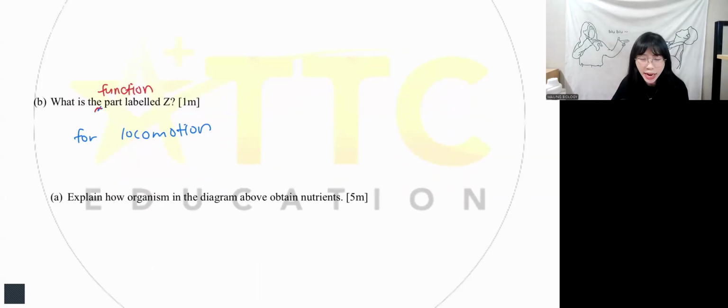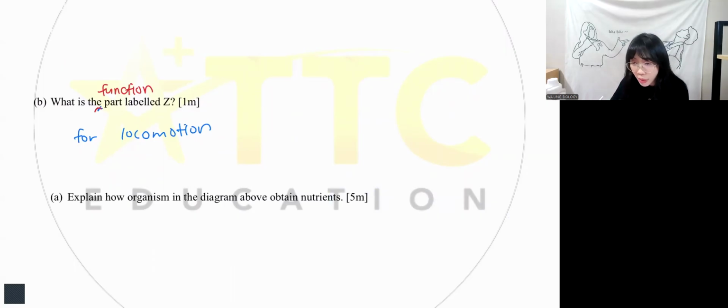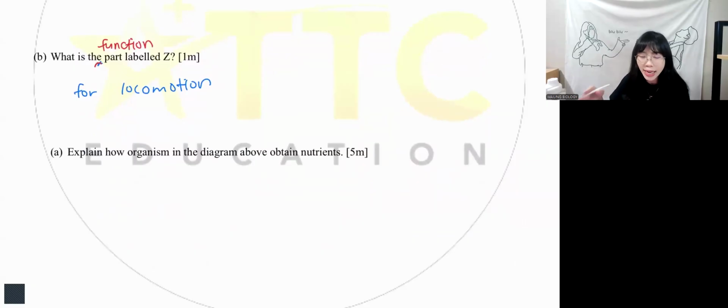Explain how the organism in the diagram obtains food. When the question is more than 4 marks, if it's 5 marks, it should be section B and C already, because section A questions will never be more than 4 marks. So if it's 4 marks and above, it has to be B and C. It's like a short essay question.